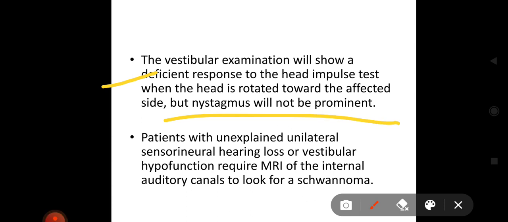Patients with unexplained unilateral sensorineural hearing loss or vestibular hypofunction require MRI of internal auditory canals to look for schwannoma. So if a patient presents with unexplained unilateral SNHL or vestibular hypofunction, then MRI should be done of internal auditory canals to look for schwannomas.